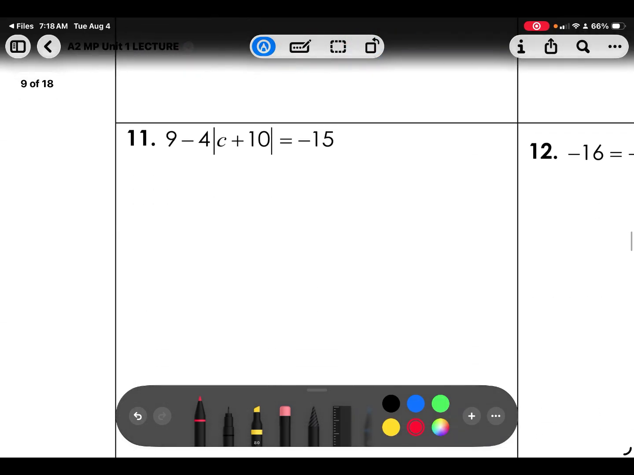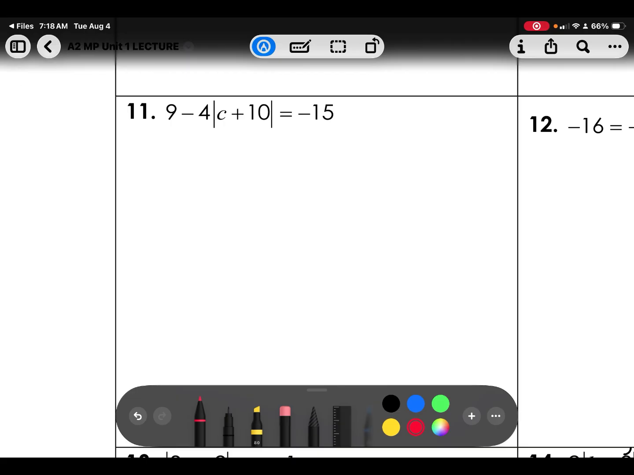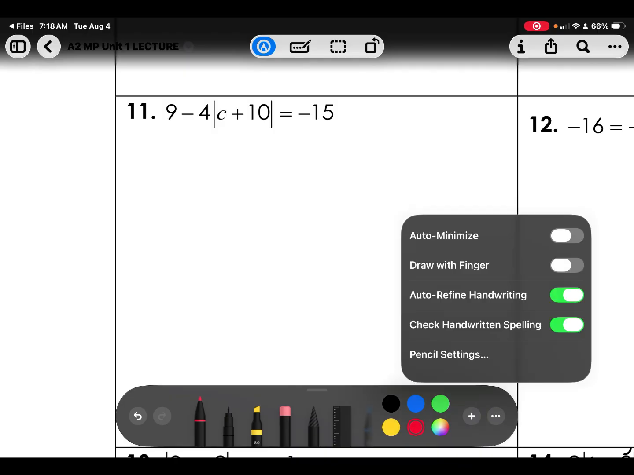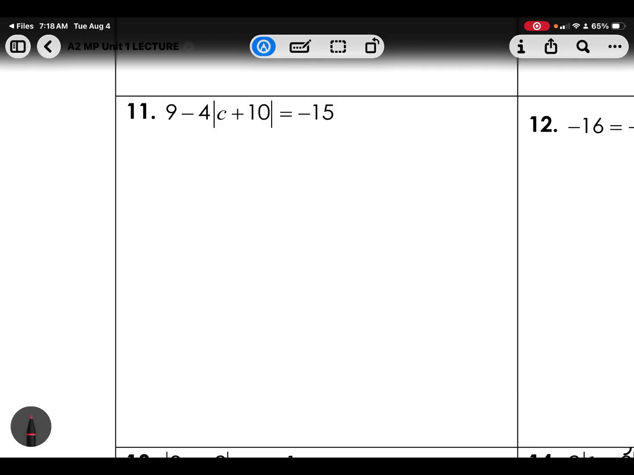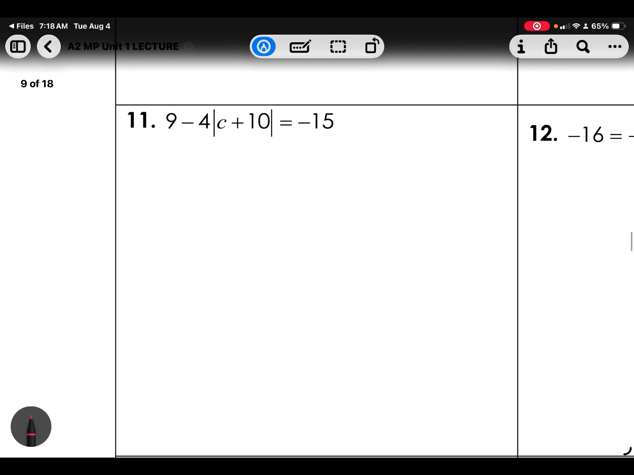All right, let's go down to number 11. Okay, number 11, it looks like there could be a no solution, but I'm not going to jump to that conclusion. So let's go ahead and get this one worked out. We're going to try to isolate that absolute value. All right, here we go. The first thing I'm going to move is going to be the -9. I'm going to subtract that from both sides, and that gives me -4 times the absolute value of c plus 10, and that's going to equal -24.